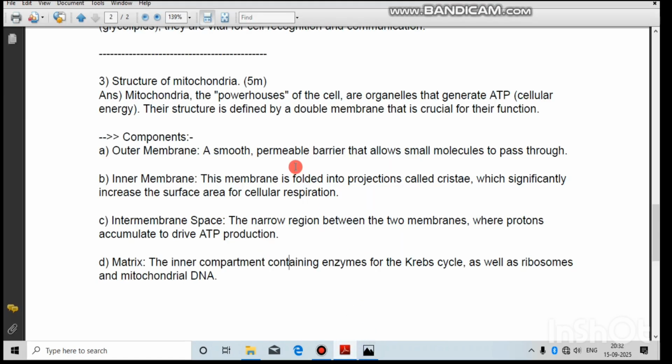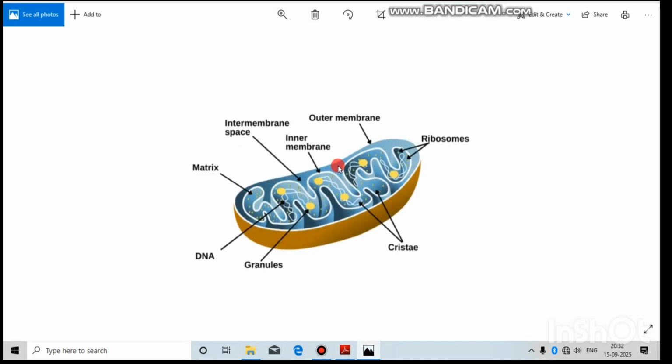See here, guys. What all components will be there in the structure of mitochondria? The first component is the outer membrane. That is a very smooth, permeable barrier that allows small molecules to pass through. Inner membrane is folded into projections called cristae, which significantly increase the surface area for cellular respiration, guys. As I was telling you, here we have got the outer membrane, that is very thin, permeable and smooth. Here the inner membrane is very thick and folded, which we call cristae.